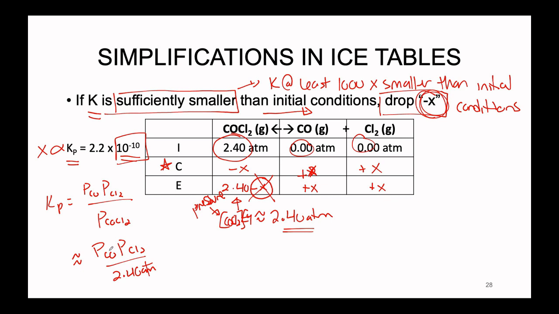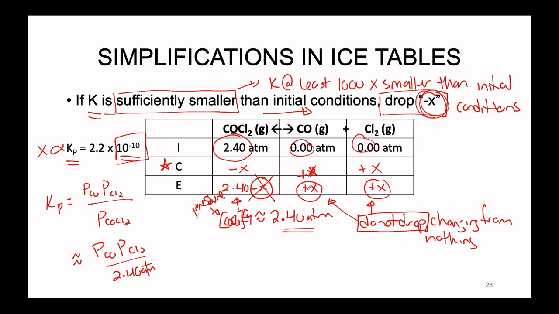The partial pressures that we're going to be inserting here are the values at equilibrium, which we can see from our table are just values of X plus X. And the reason why we don't drop these X's here is because we are changing from nothing. We have moved from 0, a number which signifies that you have nothing, to a number which signifies that you have something. Regardless as to how small the change is, this is a significant change. And for that reason, we do not drop these plus X's on the product side.